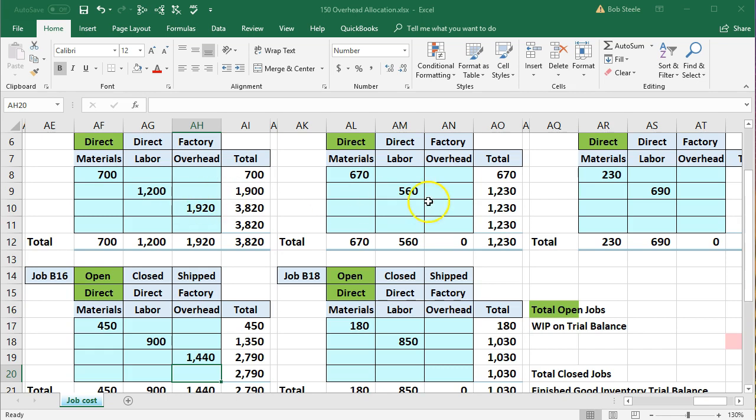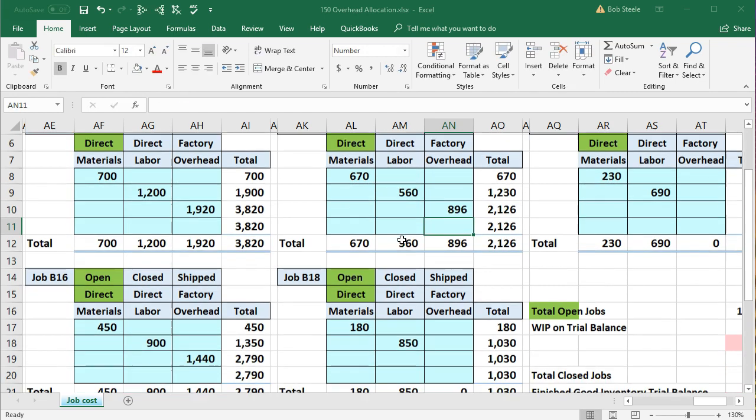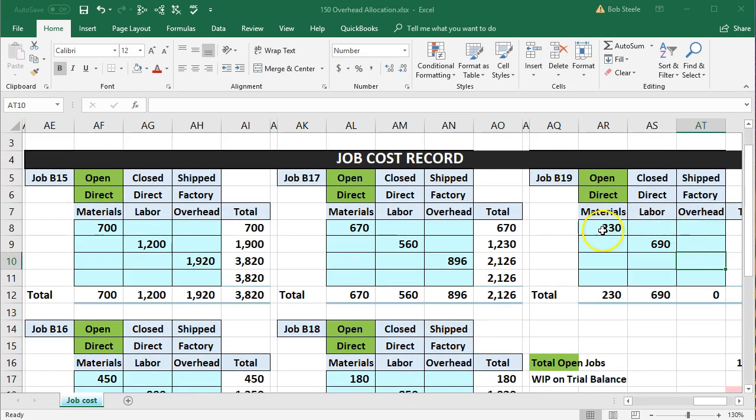So then we're going to go over here and do the same thing for job B17, which equals the direct labor times 1.6. And here, job B18 equals the 850 times 1.6. And then we'll do the same for B19, which equals 690 times 1.6. Okay, so there's our information.